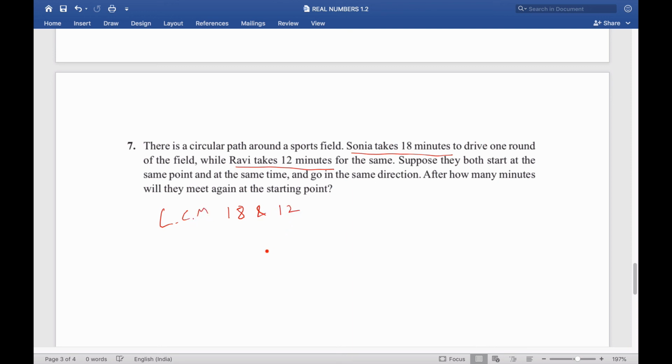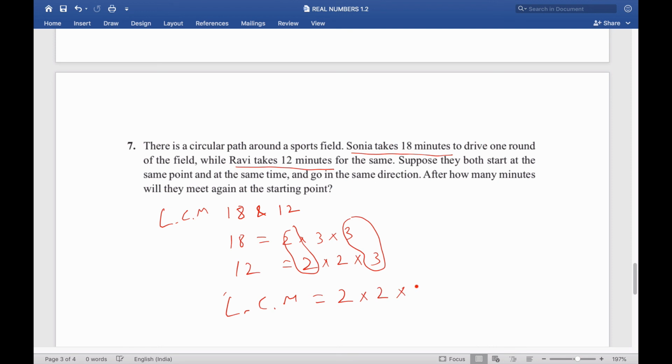18 and 12. We can find that by doing the prime factorization. For 18 we will get 2 into 3 into 3, whereas for 12 we will get 2 into 2 into 3. So I can see that one 2 is common here, one 3 is common here. So my LCM will become 2 into 2 into 3 into 3. So I will get 36. So after 36 minutes they will meet.